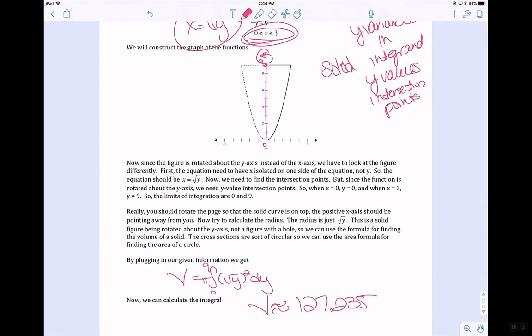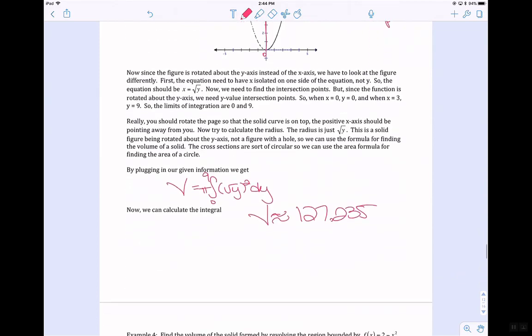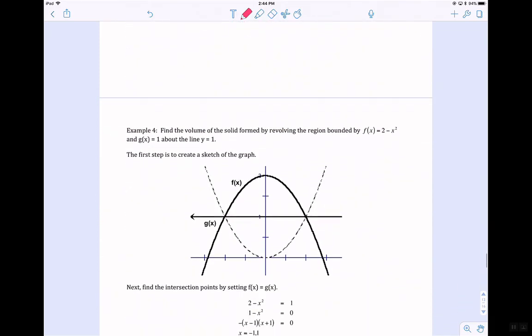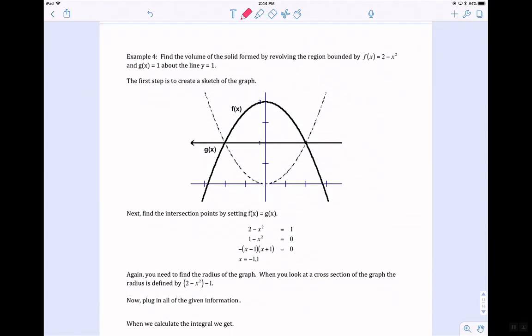So I've been having the axis of rotation being either the x-axis or the y-axis. So now what happens when the axis of rotation is something different? So let's look at example 4. Example 4 is your axis of rotation is now the line y equals 1. So now the question becomes, is this a solid or a washer first? Step 1, solid or washer.